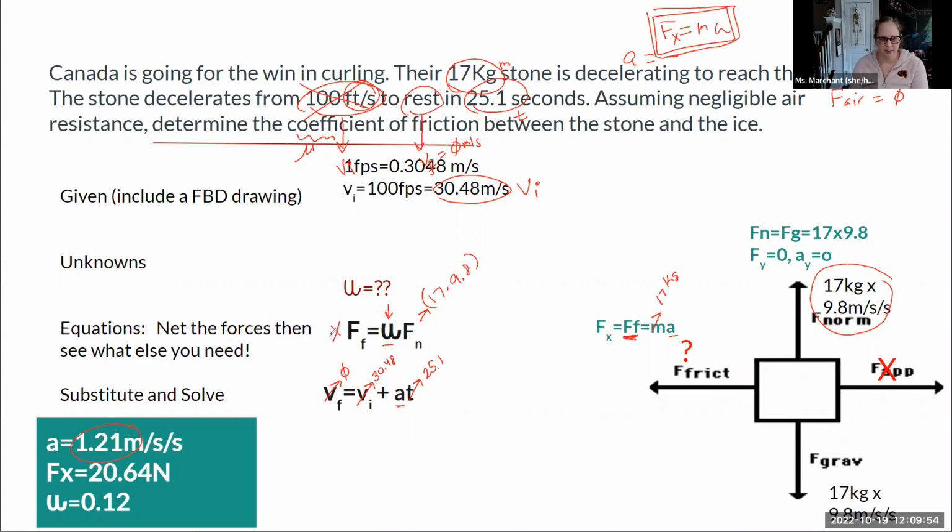Can I put my acceleration into the force of friction equation? I cannot yet. What other equation has force of friction? This guy over here. The force of friction equals mass times acceleration. So now I can put the mass times the acceleration in and get the force in the X. Now I have the force in the X. Yay! So that would go in this missing spot. And now I can finally solve for my coefficient of friction and get 0.12.